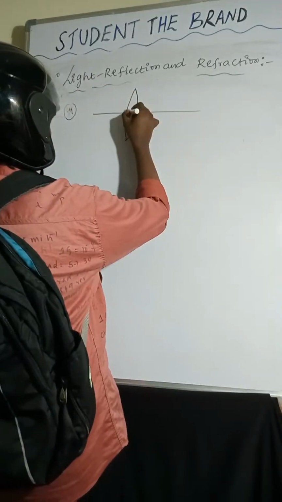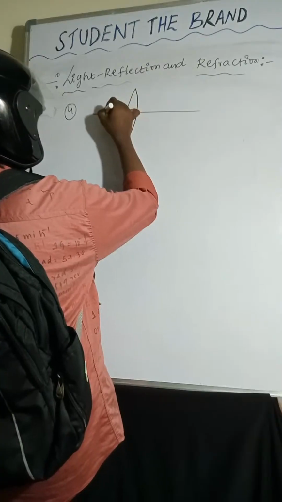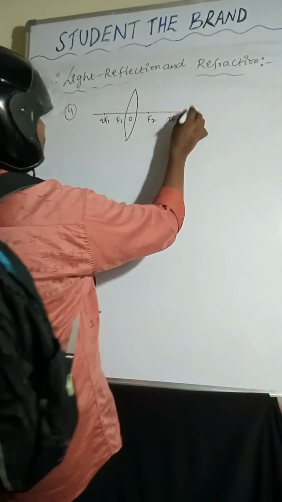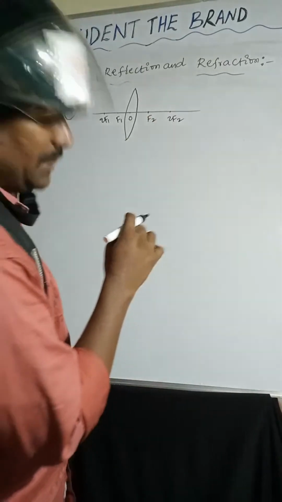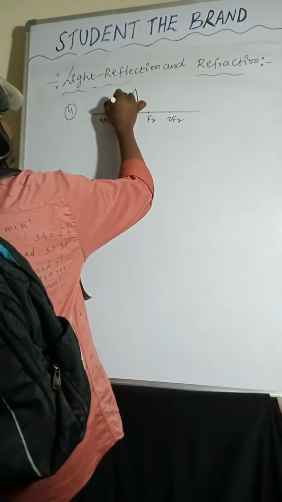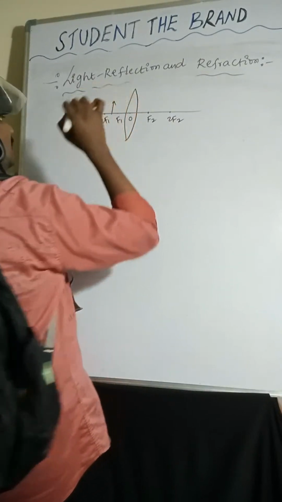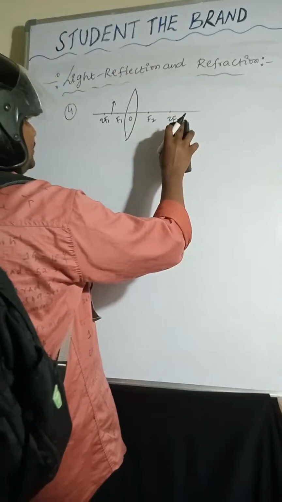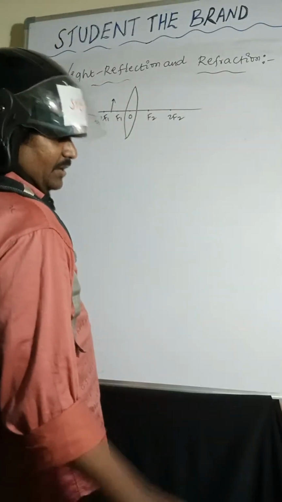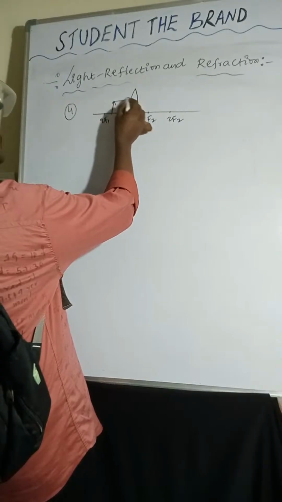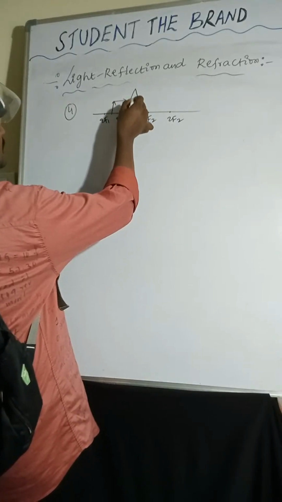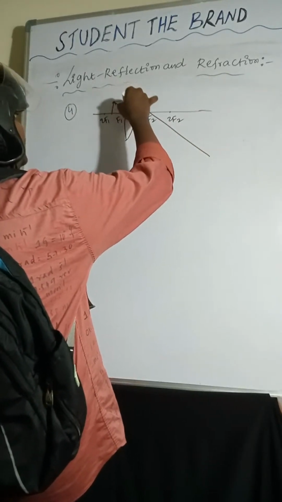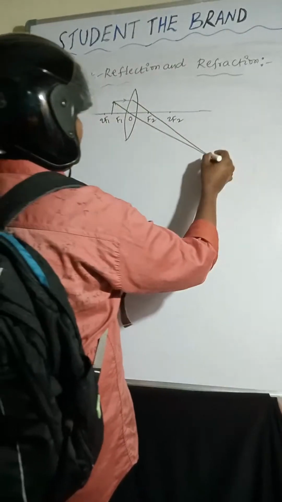So, optic center, F1, 2F1, F2, 2F2. Now object is placed between F1 and 2F1. So image will form beyond 2F2. Now we see one light ray I am taking like this. It passes through focus. Another light ray passing through optic center. So those light rays will meet here.